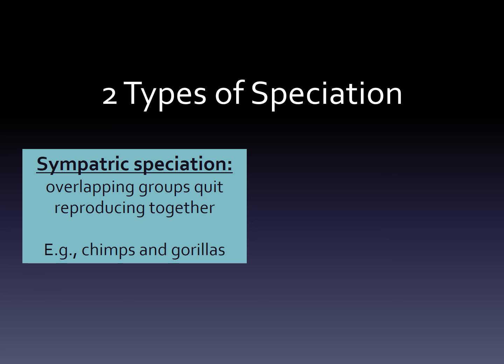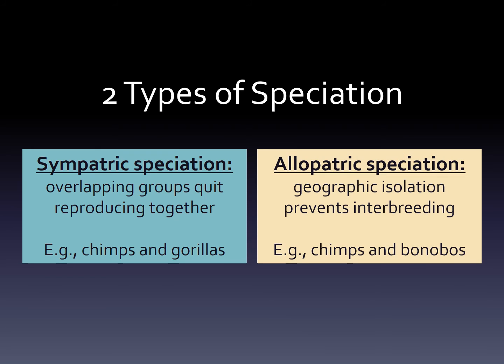All right, so you've learned about two types of speciation. Sympatric speciation, where overlapping groups, just for whatever reason, quit reproducing together. The example I gave you was chimps versus gorillas. The other type is allopatric speciation, which is due to a geographic isolation that prevents interbreeding. We think this led to chimps versus bonobos, and that's also what happened in the rinckadink example in that children's book.